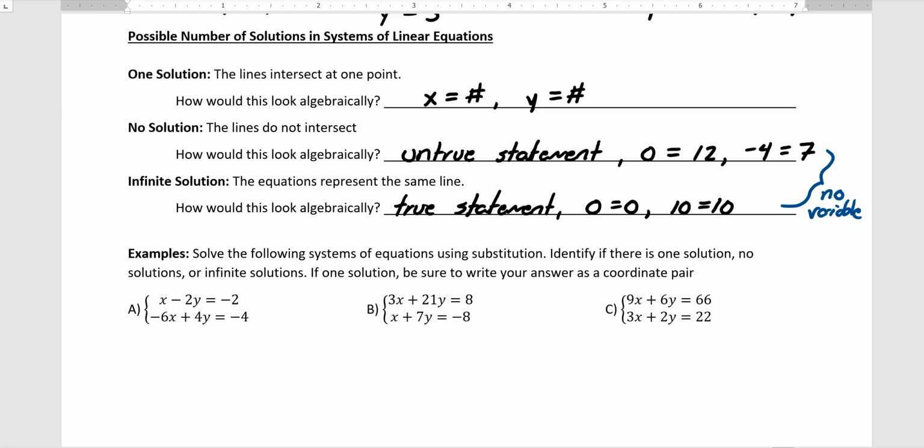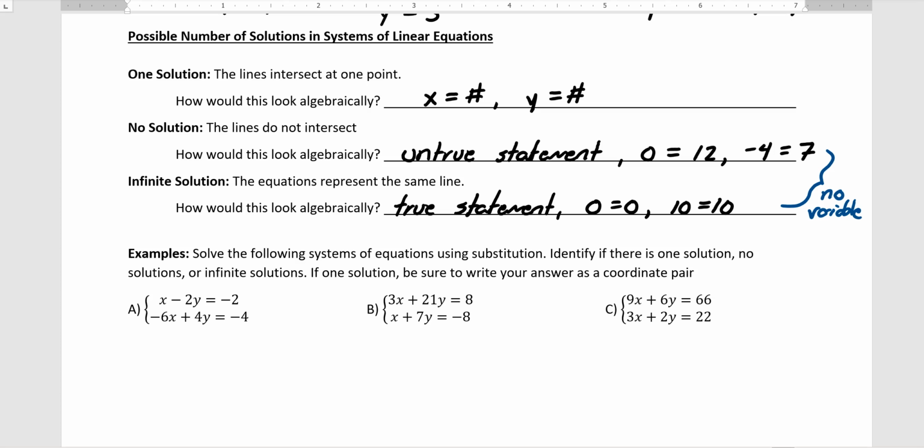If there's a variable, then it's one solution. If there is not a variable in my final answer, when I simplify everything down, then it's either going to be no solution or infinite solutions. It's no solution if there's an untrue statement. It's infinite solutions if there's a true statement.